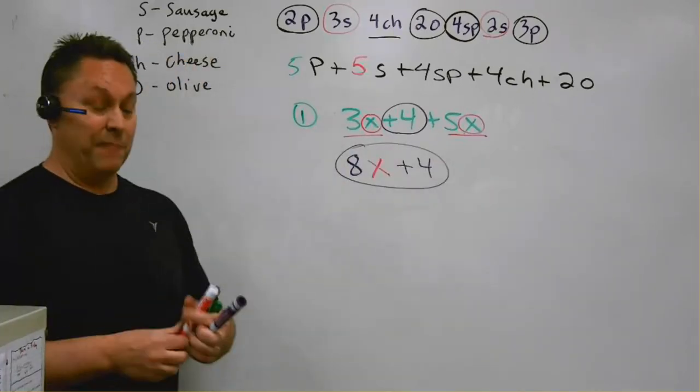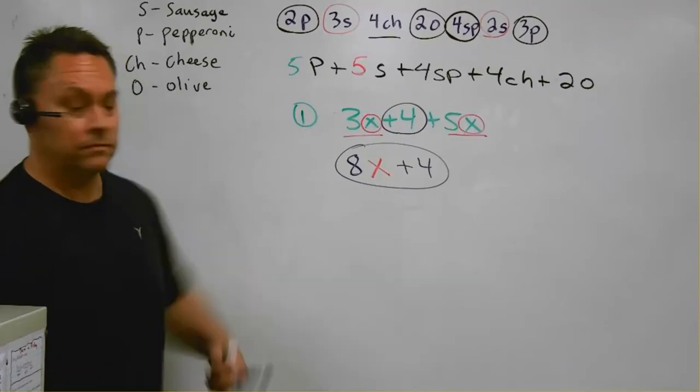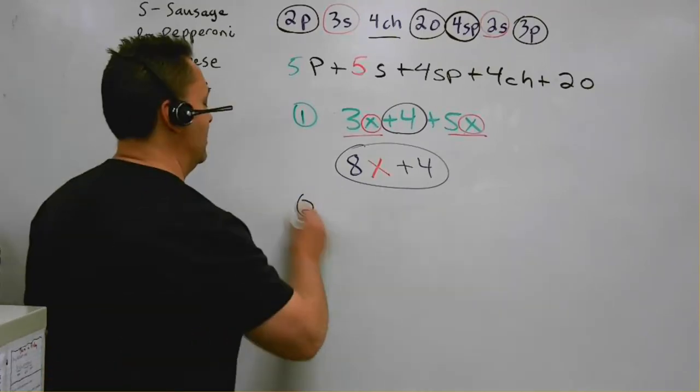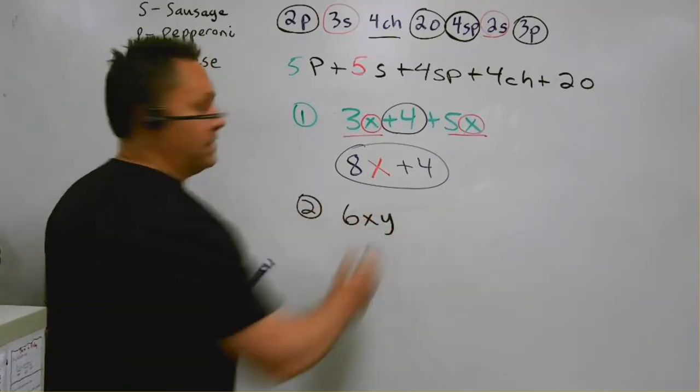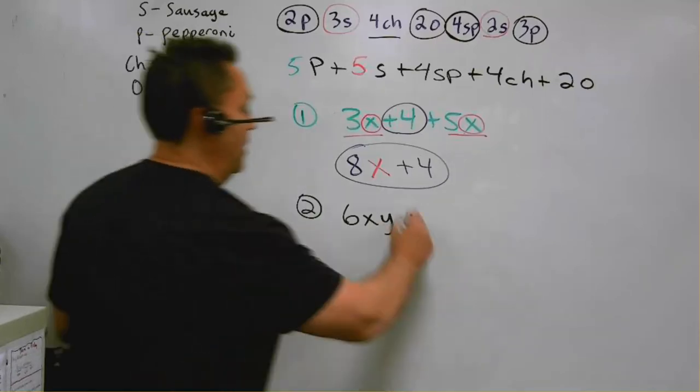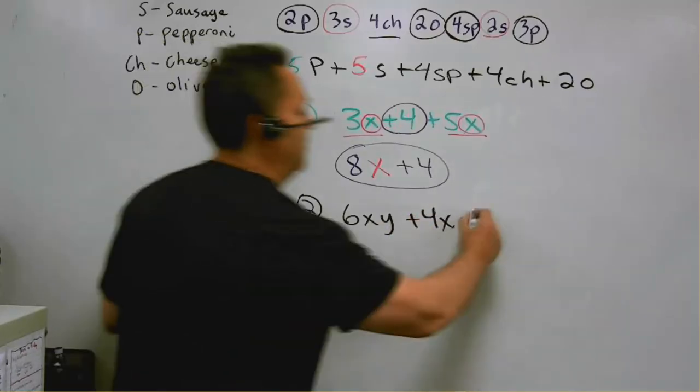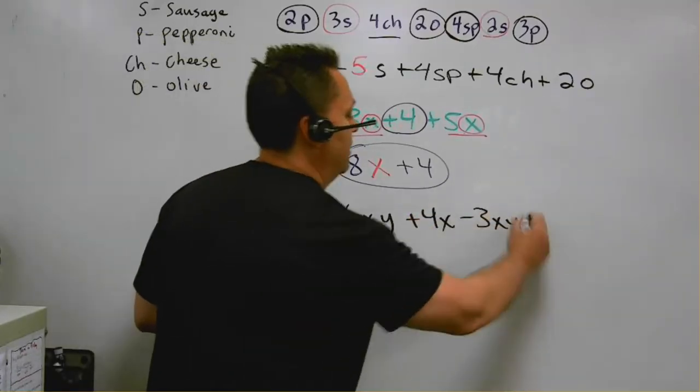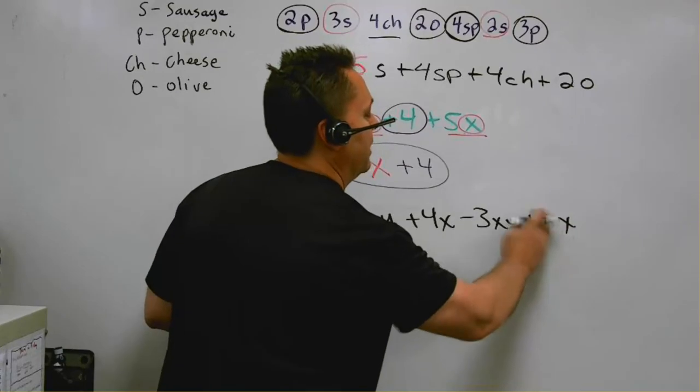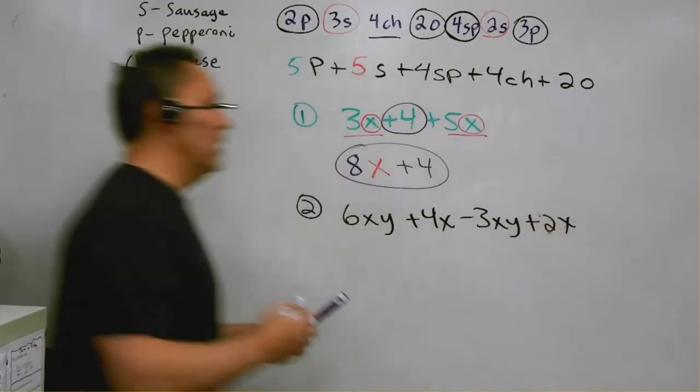Let me give you another one. It's a little bit harder. Okay, here it is, number 2. I have 6xy plus 4x minus 3xy plus 2x. Let me make that a better looking 2 there. There we go. Okay, all right.